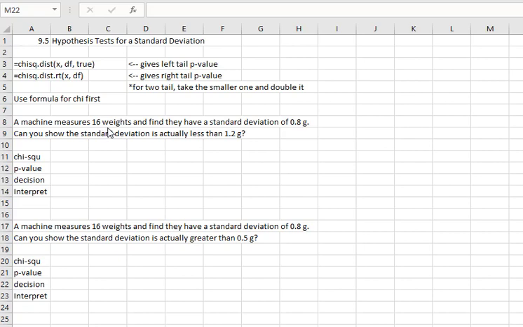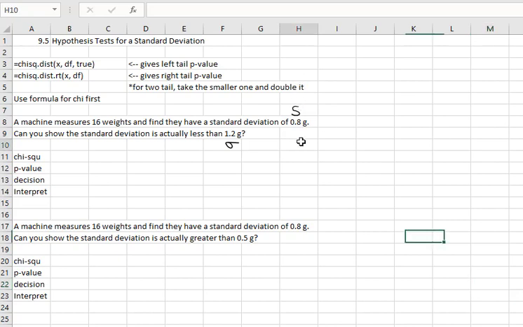We have a machine that measures 16 weights and find those 16 weights have a standard deviation of 0.8. Something to be careful of, since it's a standard deviation of a sample, that is actually the s. We want to show the standard deviation is actually less than 1.2 grams for all weights this machine makes. Because that 1.2 is representing all weights, that's going to be the Greek letter sigma.